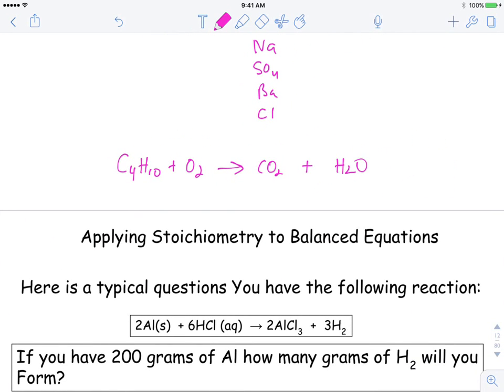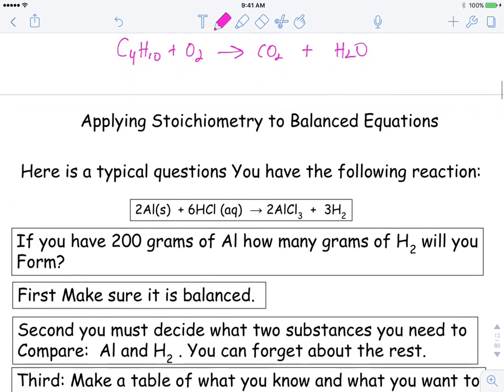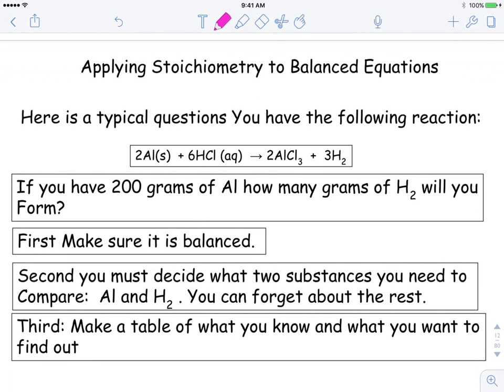So, now that we have a balanced equation, we need to do some stoichiometry with it. That's the fun part. So when I want to go ahead and do the stoichiometry with this, here's my typical type of question. This one's a medium one. There's no limiting reagent in this. It says if you have 200 grams of aluminum, how many grams of hydrogen will you form? So first, let's make sure it's balanced. Now this one I know is balanced. We did it in the previous problem.